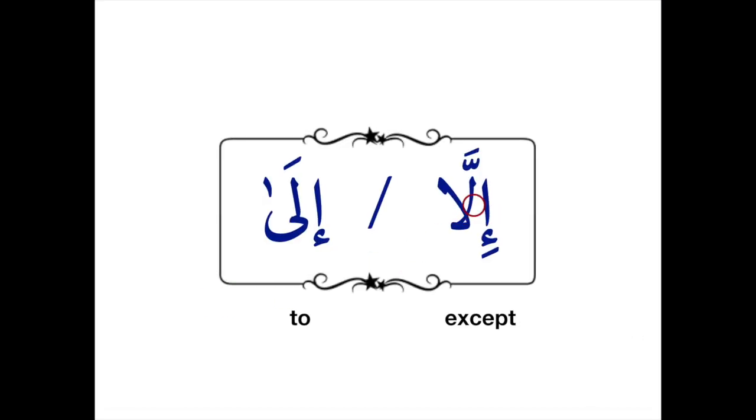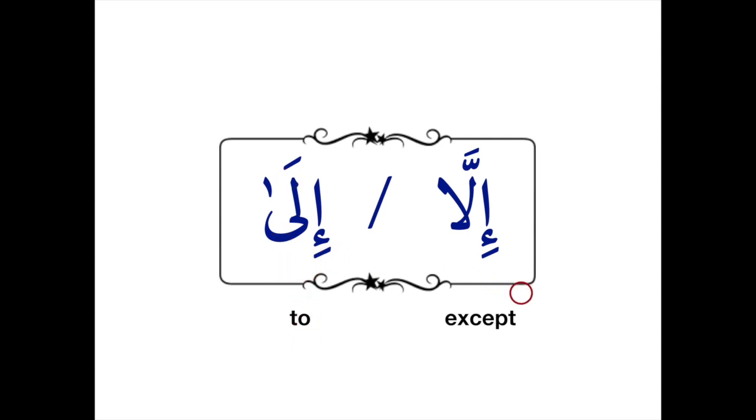So we have a shadda here and no shadda here. Alif kasra lam shadda lam, alif fatha la, illa. But here we don't have the shadda. We have the alif kasra, ee, lam alif fatha la, ee la. So this is ila. We're not joining this lam. And the word in Arabic for ila is to.